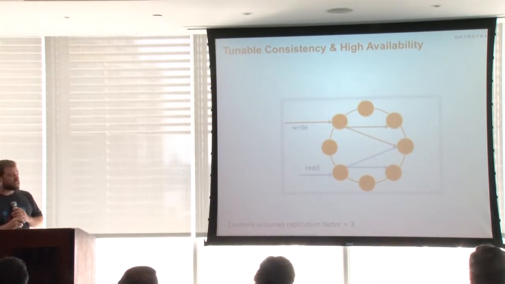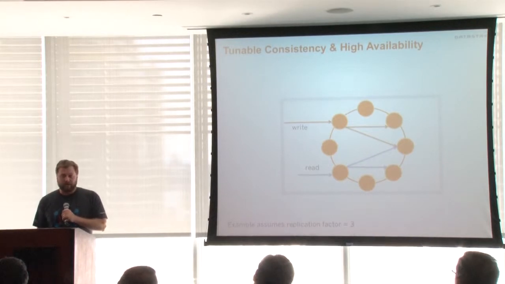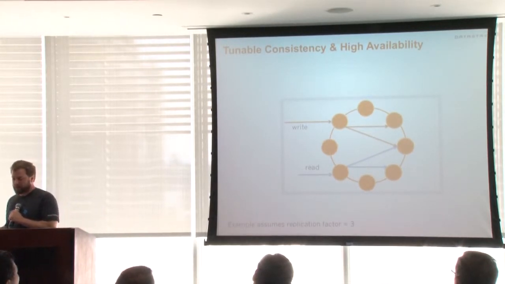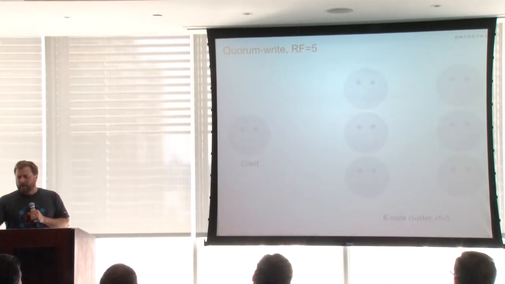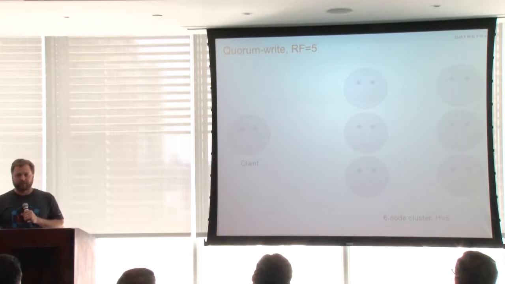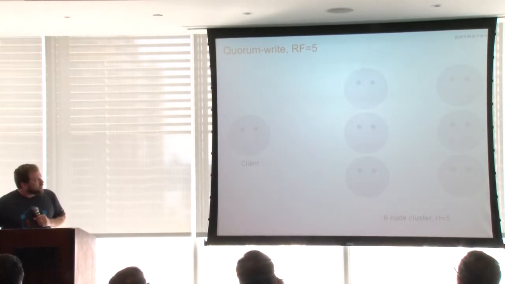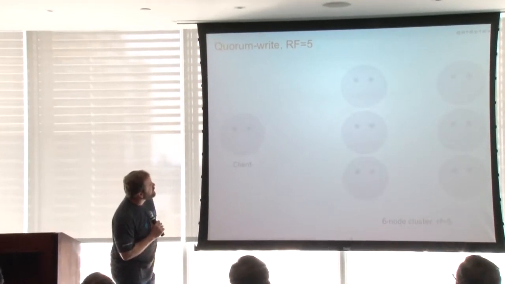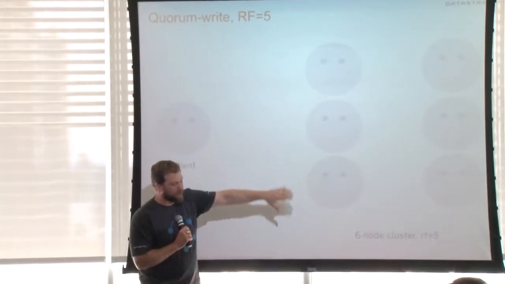Hence, immediate consistency while still allowing, in this case, one node from each of those operations to be down. So let's look at a crazier example, because I think it helps to internalize exactly what's going on. This is our client. This is our Cassandra cluster.